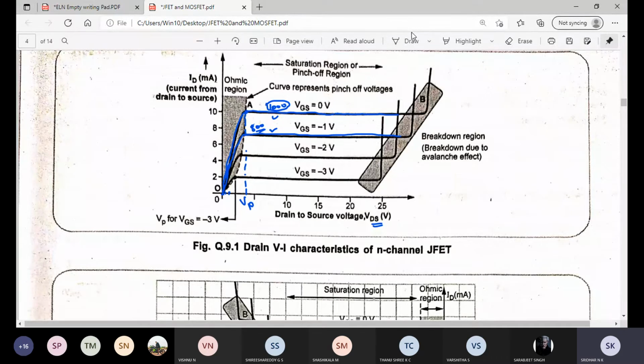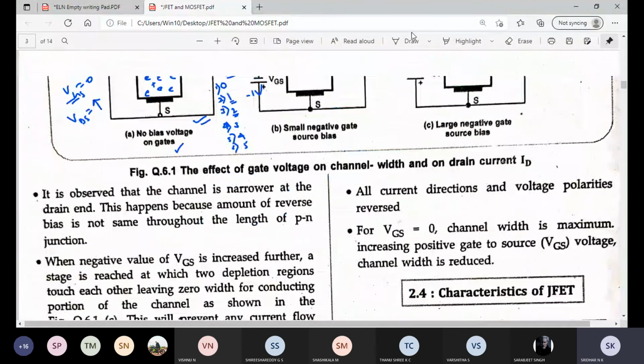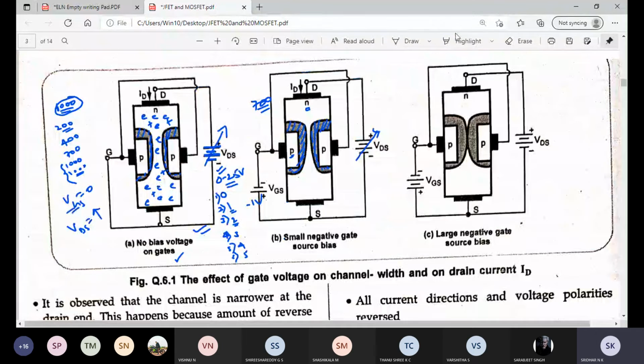So let us see the third step. I am applying a more negative voltage to the gate. It was 1 volt, now I'll apply 2 volts. So what happens? It is more reverse biased between this P and this N semiconductor. That's why the depletion layer further increases into the channel. Can you see? It is more into the channel again because of this more negative voltage applied to the gate.